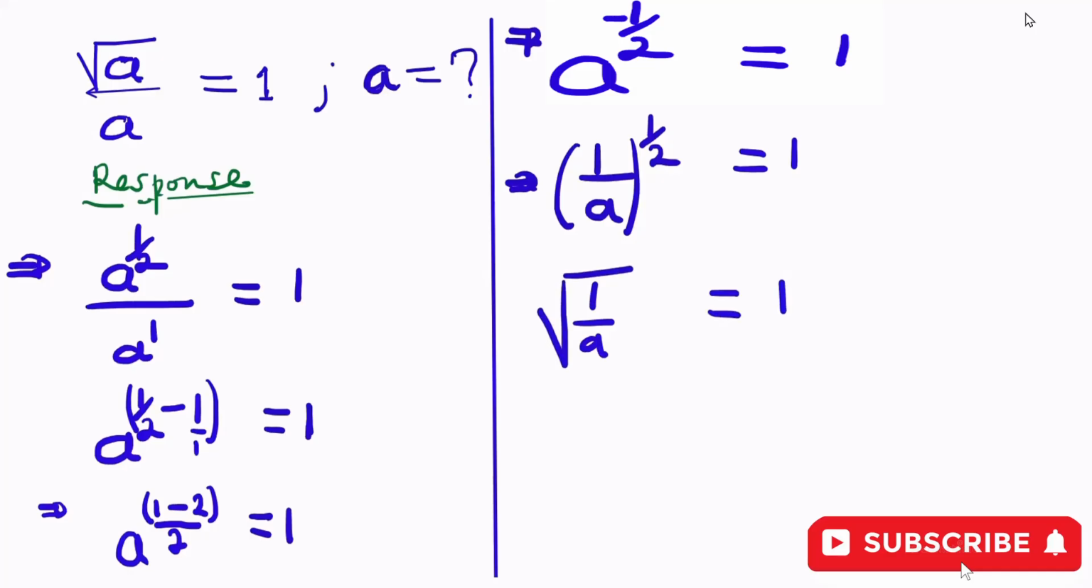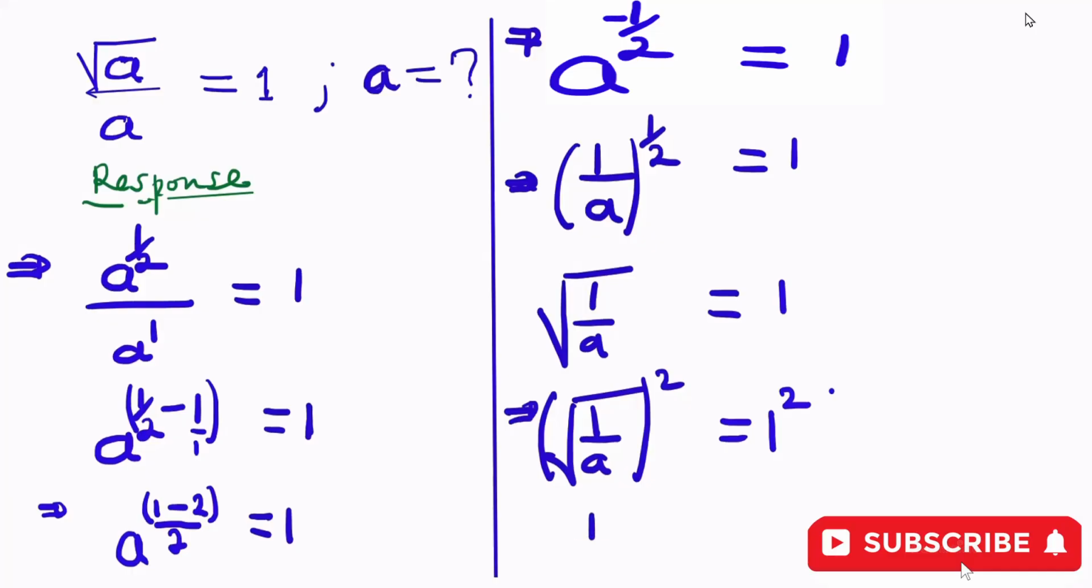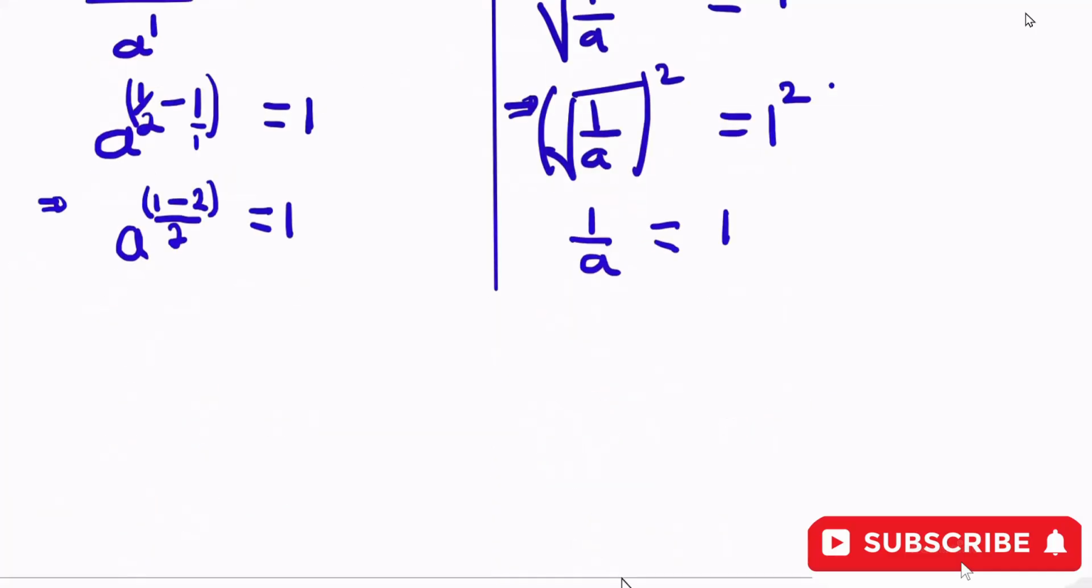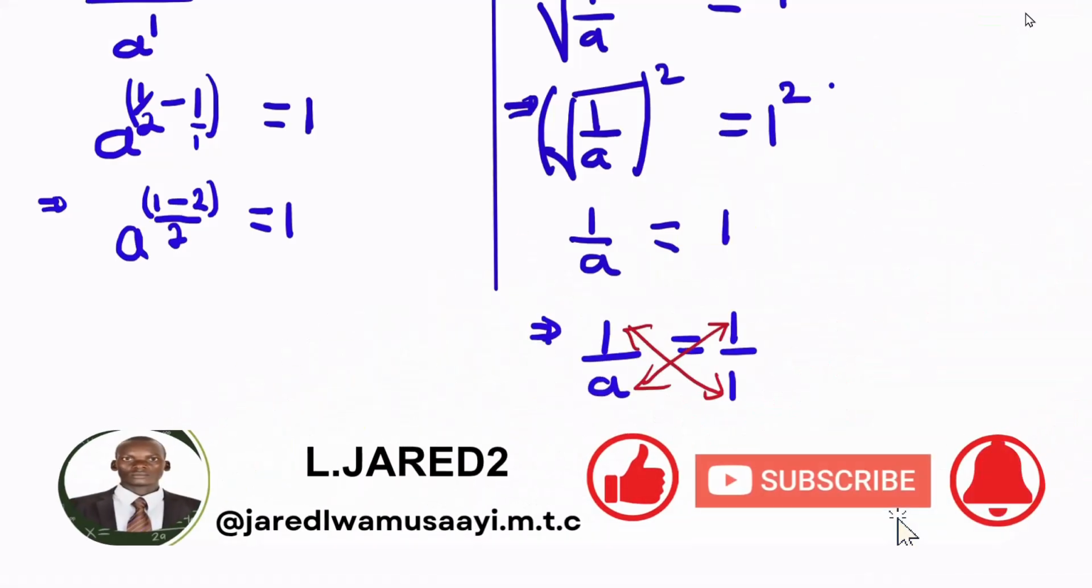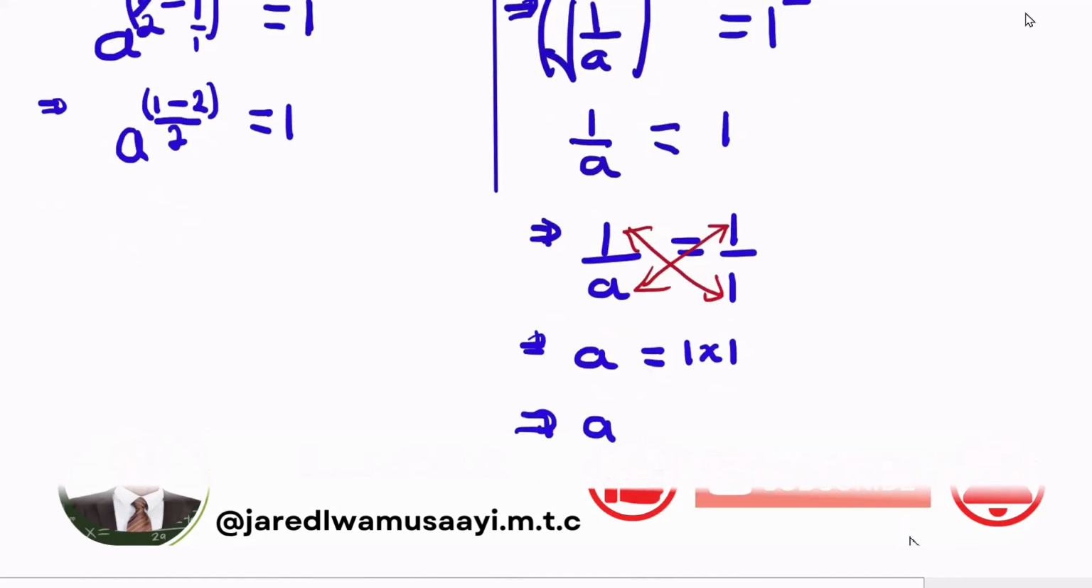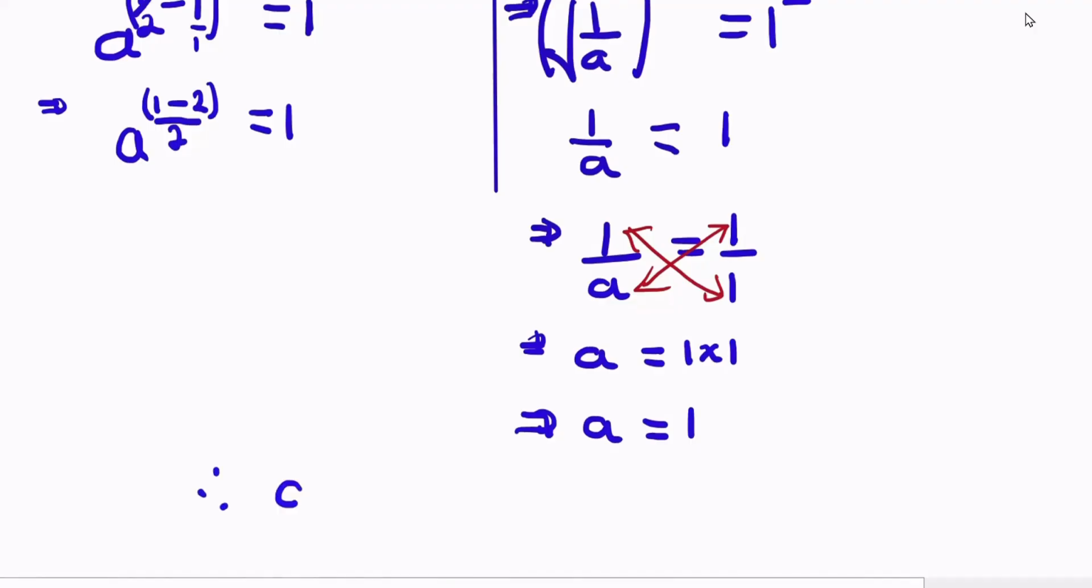For us to remove the square root, we are going to square both sides of the equation, so that we have 1 divided by A under the square root, which is equal to 1. So we square both sides, such that we are going to have 1 divided by A equals 1. This is the same as having 1 divided by A equal to 1 divided by 1. What we are going to do is cross multiplication, such that we have A being equal to 1 multiplied by 1, implying that the value of A equals 1. Therefore, A equals 1.